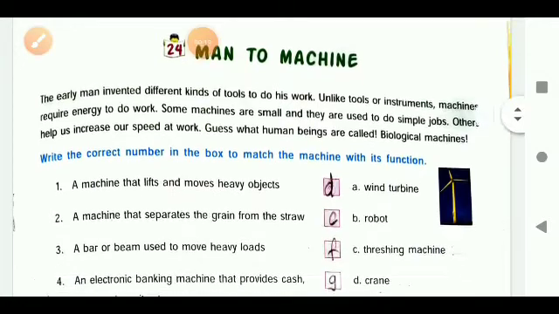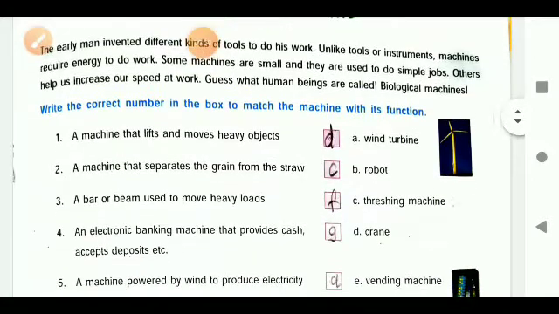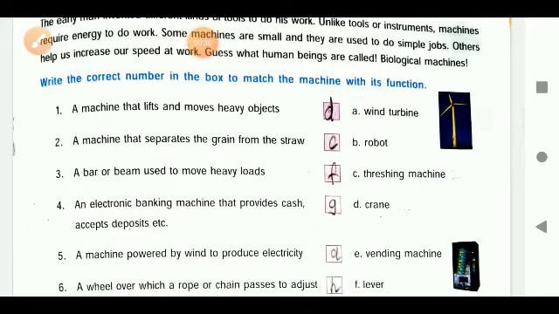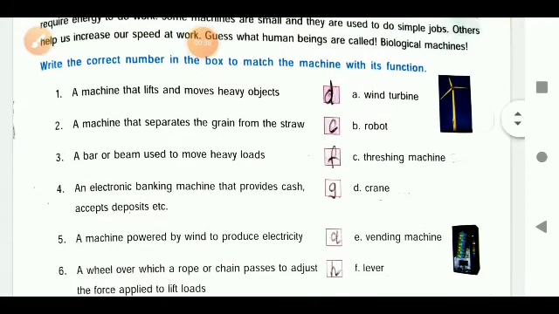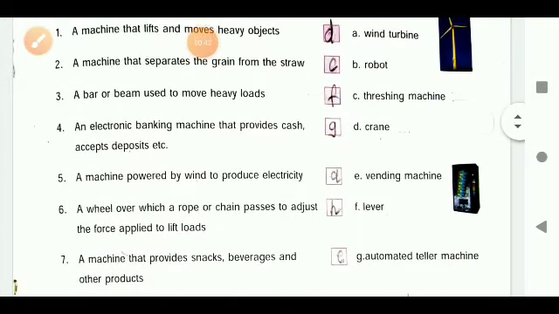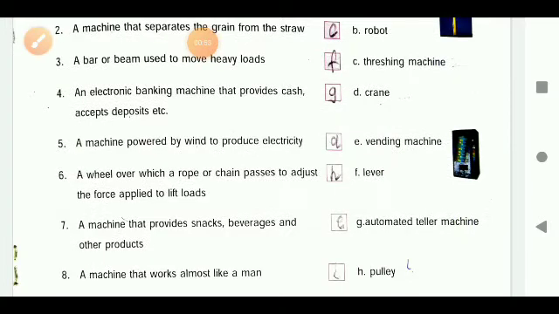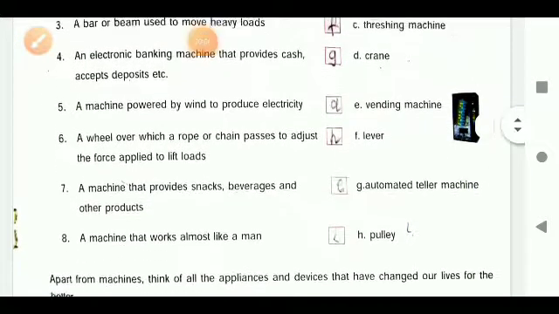For example, you can write: a machine that lifts and moves heavy objects. You can select the answer from the B side. The answer is crane. So here you can write crane. Then the second one, a machine that separates the grain from the straw. So here the answer is threshing machine. Then a bar or beam used to move heavy loads. Here the answer is lever. In the same way, other questions are also given here.